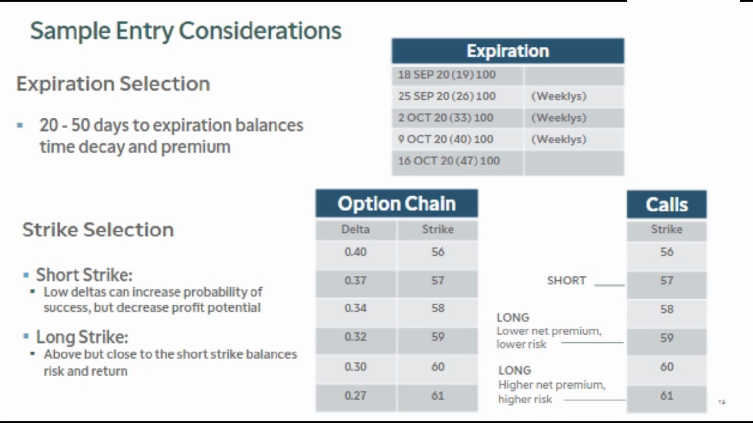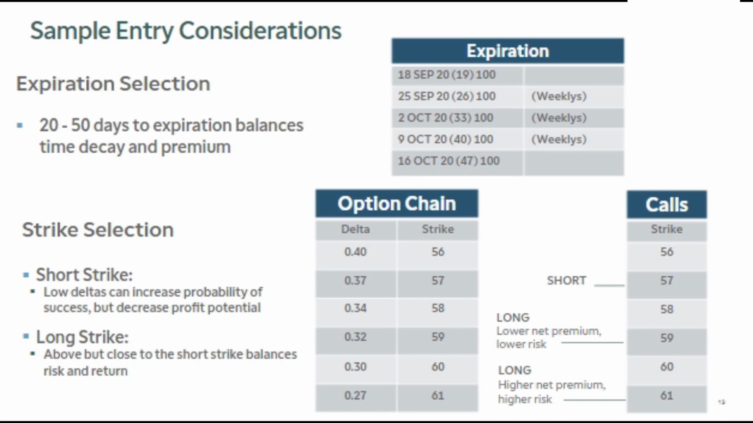Now our long strike, again, is going to be above, but still close to the short strike to balance that risk and return. So again, in the lower right-hand corner of this deck, let's just assume we chose the 57 strike. That's the 37 delta, giving us here a 63% probability of max profit. Okay, so we sell the 57. We can choose to buy the 59 to cap our losses if we're wrong and the stock goes higher. So we're going to get a lower net premium, but also lower risk.